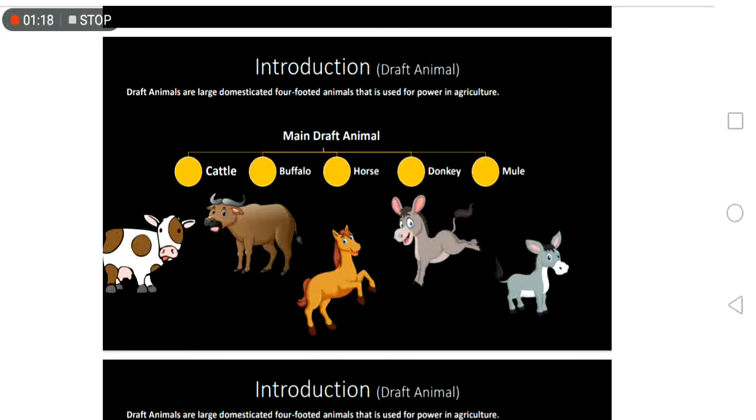There are also some countries that use donkey as their source of power in agricultural operations, and others use mule. So there are five main draft animals. We have the cattle, buffalo, horse, donkey, and mule. But here in our country, our main draft animal is the buffalo family, particularly the carabao.